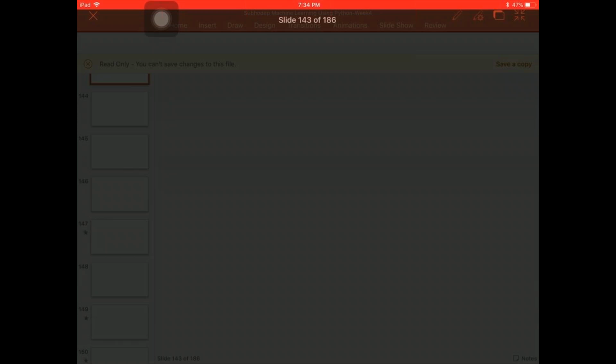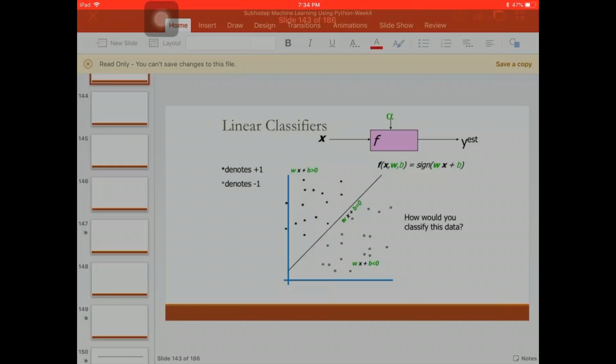I don't know why I'm not able to change the lines. Anyways, just a sec, it will show up.